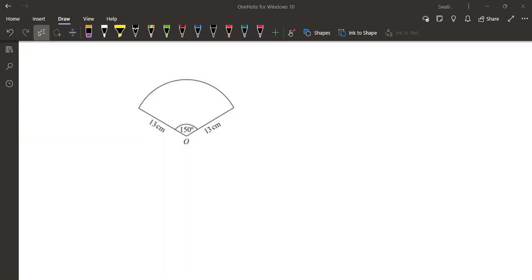This diagram shows a sector of a circle. We have the radius given, that is 13 centimeter. We have theta given, that is 150 degree. We have to simply calculate the area of the sector. So everything is given. Let's write down the given information. R is 13 centimeter. Theta is 150 degree. And now we have to find the area of the sector.